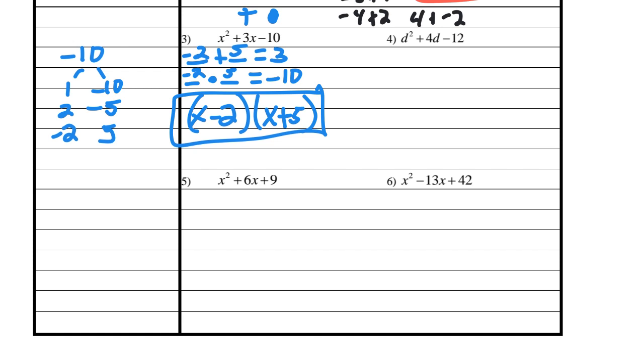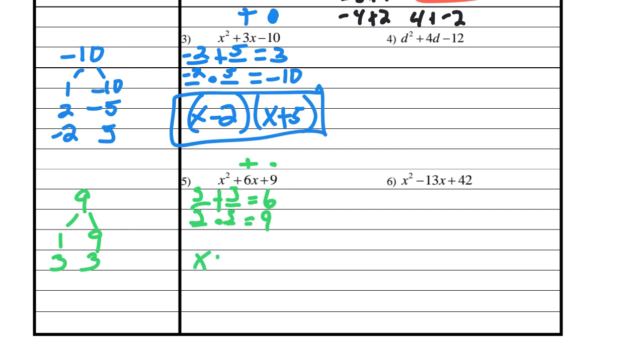So number 5, same thing. So I'm looking for what adds to 6 and what multiplies to 9. So what two numbers add to 6, and those numbers also need to multiply to 9. So let's break down 9. So 1 and 9, 3 and 3. Oh, look, 3 plus 3 is 6, and 3 times 3 is 9.